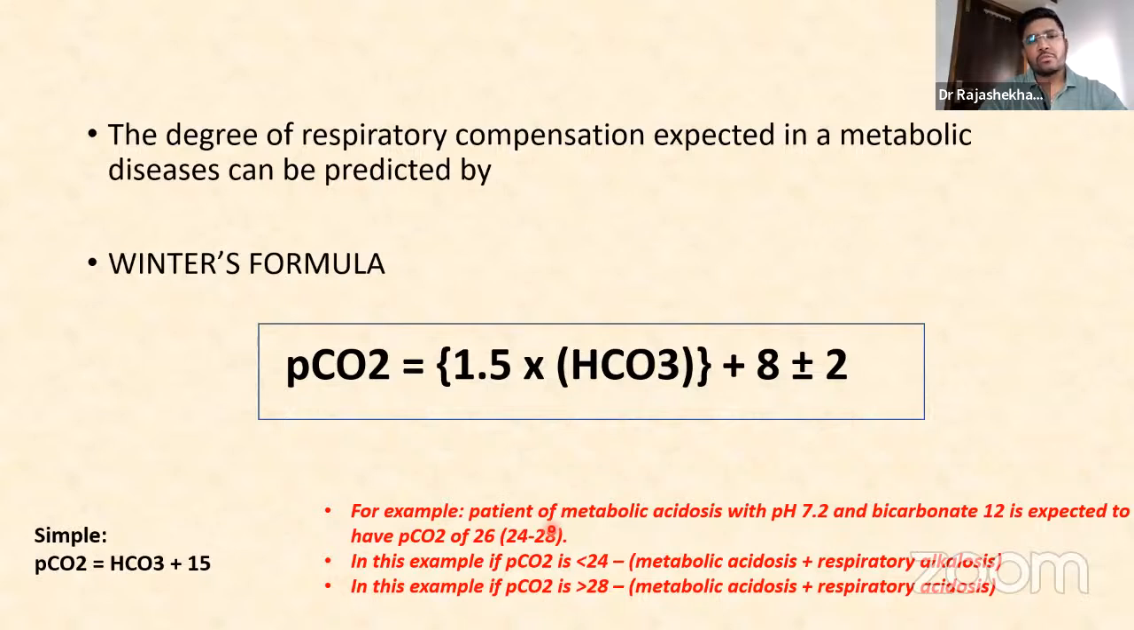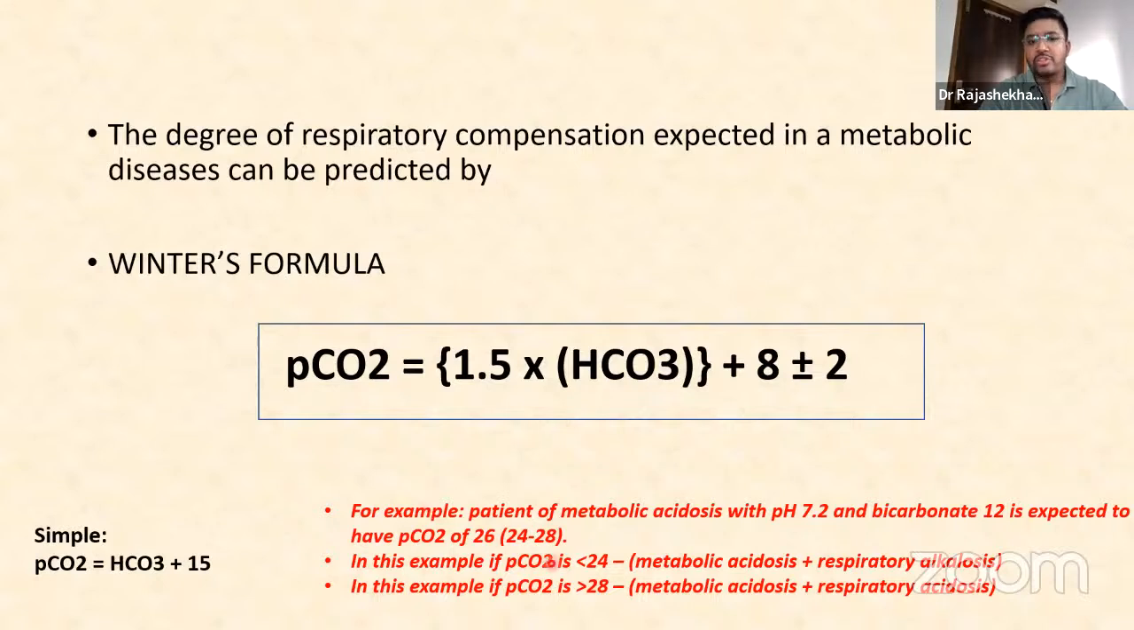Suppose a patient has a metabolic acidosis with a pH of 7.2 and bicarbonate 12. He is expected to have a carbon dioxide concentration of how much? It is 1.5 times the 12 plus 8. 1.5 times 12 is 18, and 18 plus 8 is 26. So plus or minus 2 gives 24 to 28. Your carbon dioxide should be in the range of 24 to 28 mmHg.